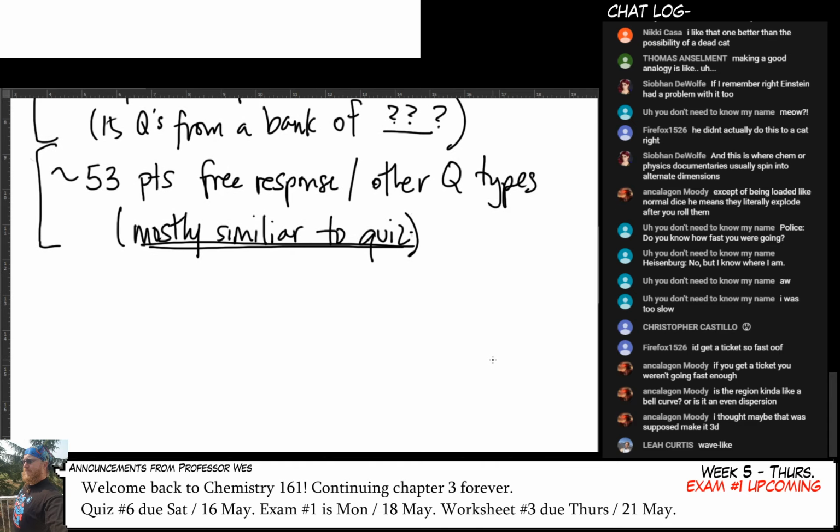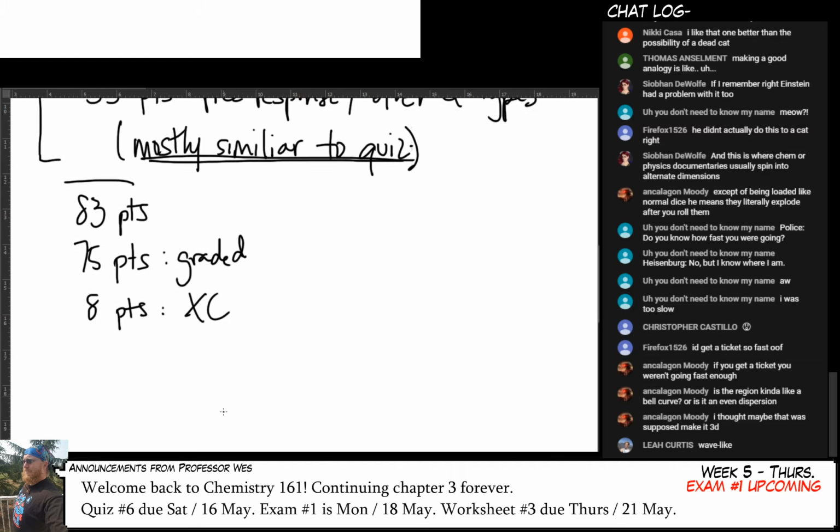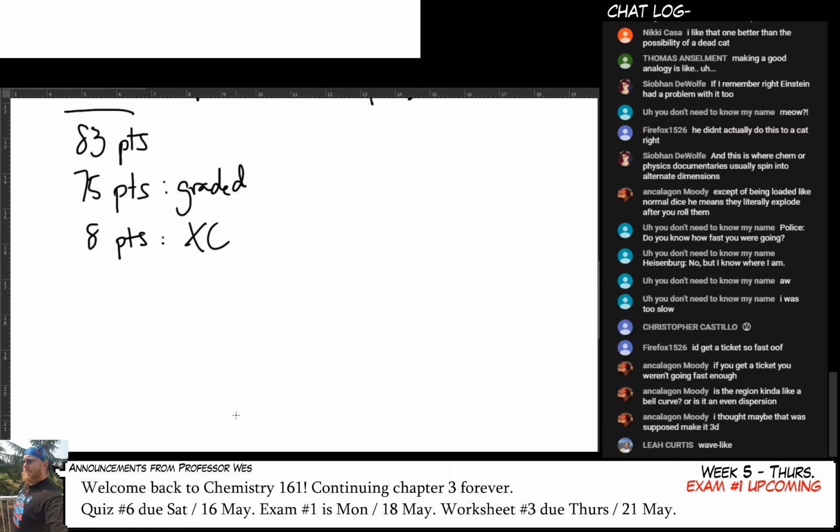The other things to note are the following. So you'll notice that the total is 83 points. Only 75 of these points are graded. So what that means is the extra 8 points are extra credit if you can get them. So if you get a perfect score, you'll get 83 out of 75, and you get to keep those extra points. Here's the bad news. First off, you have 90 minutes, so this is your time limit.